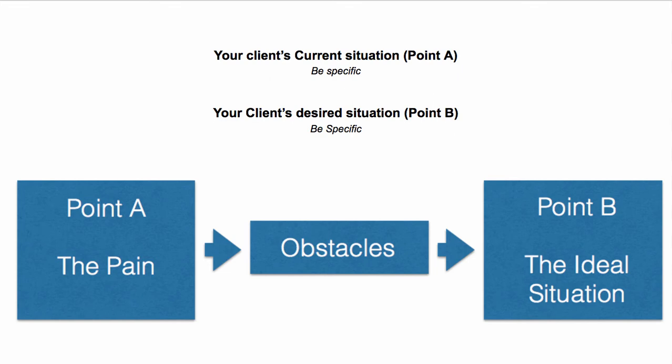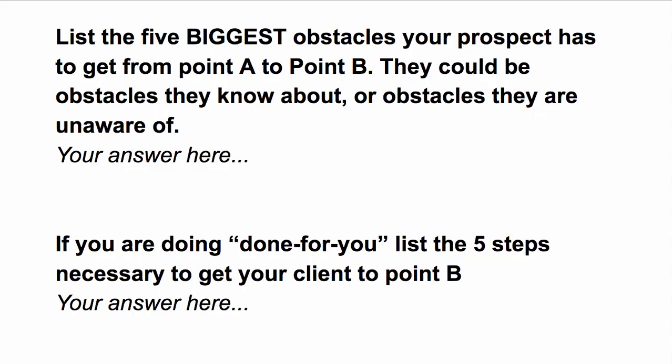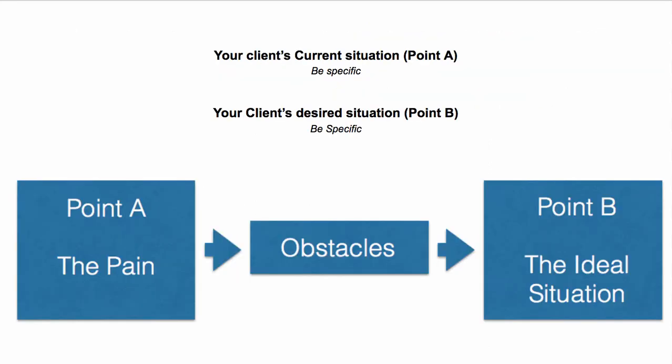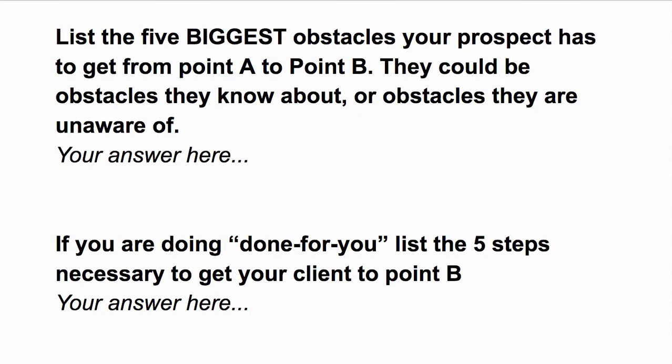Here we are. Point A is the pain. Point B is the ideal situation. What is stopping them from achieving point B? Now you're not going to make this stuff up, okay? How are you going to figure it out if you're not going to make it up? You're going to ask your client, where do you want to be, or your prospective client during your avatar research. And then you're going to ask them, what is stopping you from getting there on your own? And that's where you're going to get your program from.